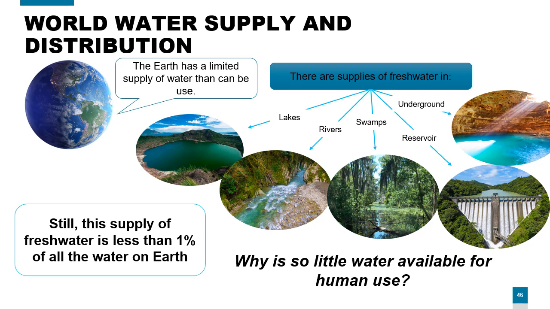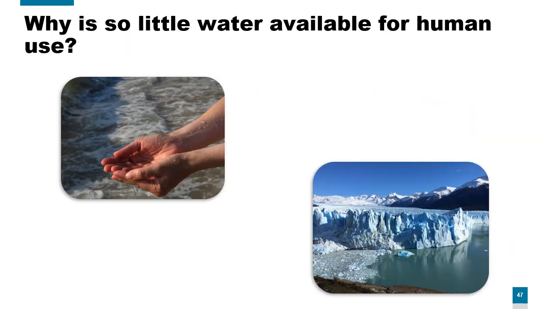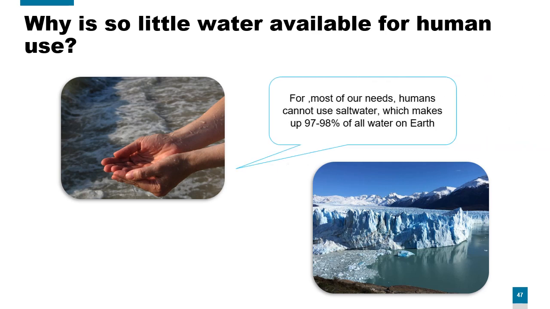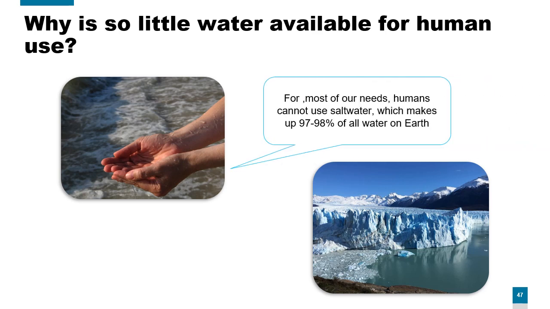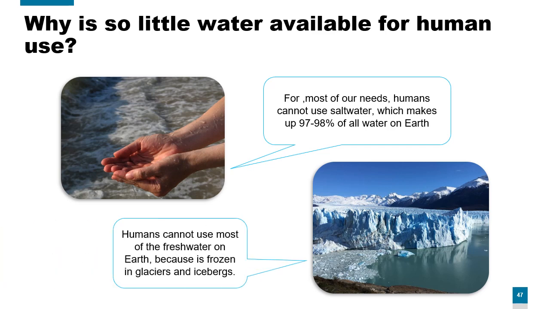So why is so little water available for human use? So bakit ba ang konti-konti? Napakarami natin. So I want you to answer that in a 1/4 sheet of paper later. Now, why is so little water available for human use? Bakit? Because for most of our needs, humans cannot use salt water, which makes up 97 to 98% of all the water on Earth. And humans cannot use most of the fresh water on Earth because it is frozen in glaciers and icebergs.